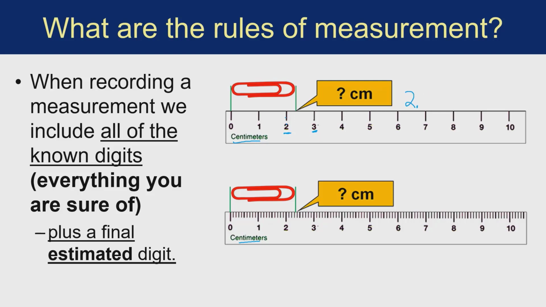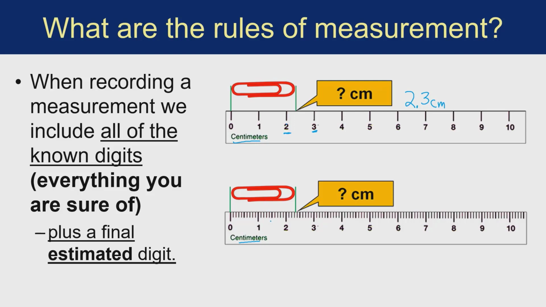Now I am going to estimate in between here, where does this end of the paperclip fall? And I will notice that it falls about 1/3 of the way through. So I can't say 0.33 because I can't estimate out that far to the hundredths, but I can usually estimate 1/10 beyond what I am sure of. So in this case, I'm going to say it is 2.3 centimeters.